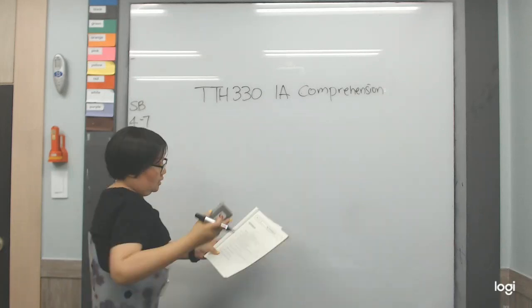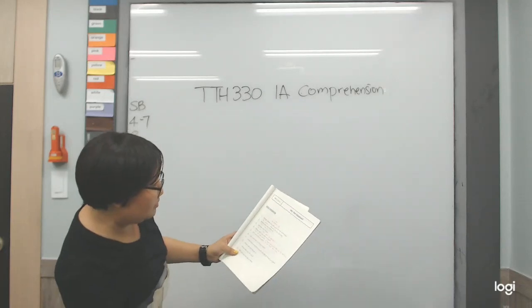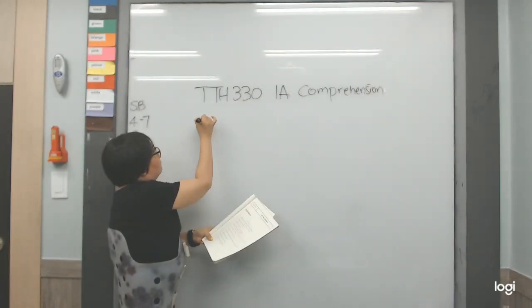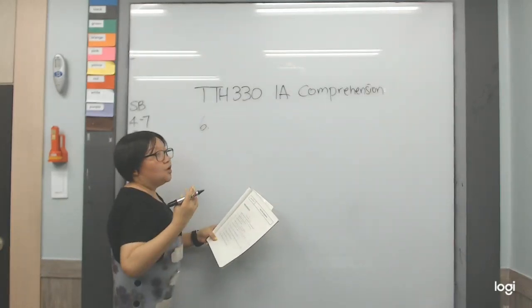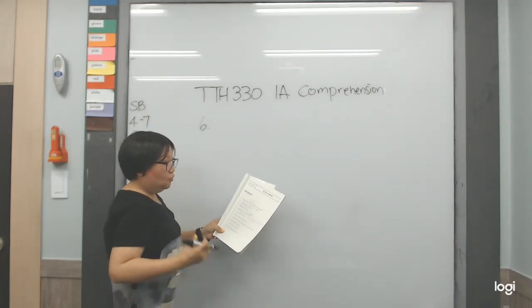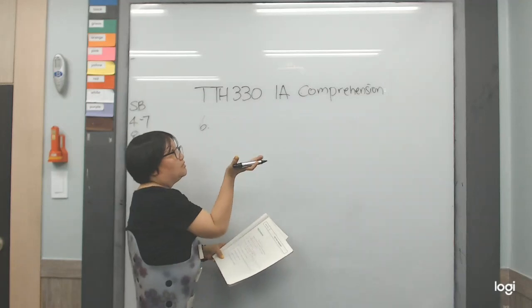Okay, if you read number 6, what did it say? Number 6, do you want to have a pet? So again, the question starts with do, right? So do you want to have a pet? Do you want to have an animal at home?